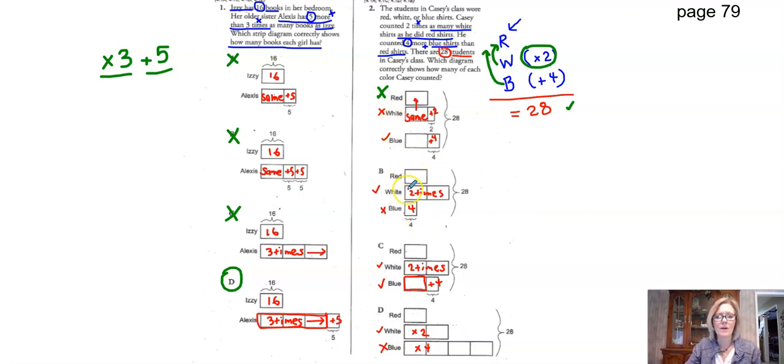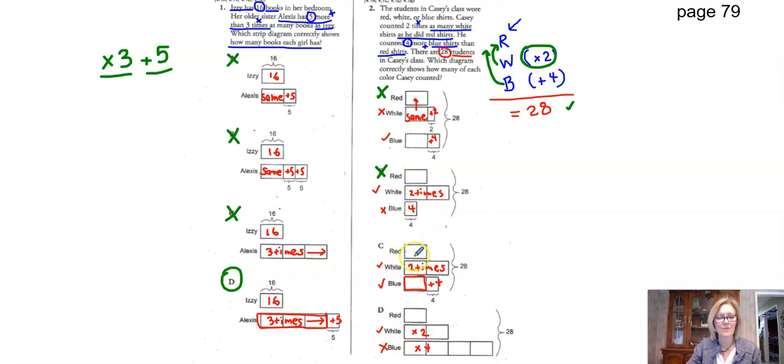Here we go. Now red has a box, and white has 2 of them that are the same size, so 2 times. But blue only has just a 4 sitting there. No, blue is 4 more. So this time blue is wrong. So it can't be the answer B.